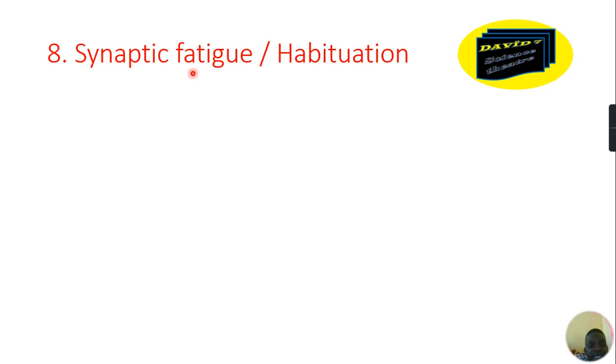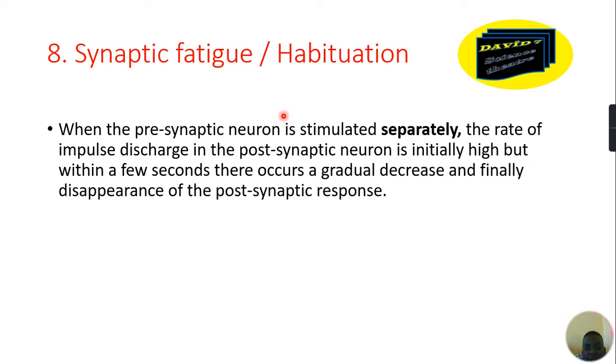Number 8, synaptic fatigue or habituation. When the presynaptic neuron is stimulated separately, I need you to note these words: we have separately, and we have stimulation as a whole. So within the body, or when they are intact, but separately, we are separating it. So when the presynaptic neuron is stimulated separately, the rate of impulse discharge in the postsynaptic neuron is initially high. But within a few seconds, there occurs a gradual decrease and final disappearance of the postsynaptic response.